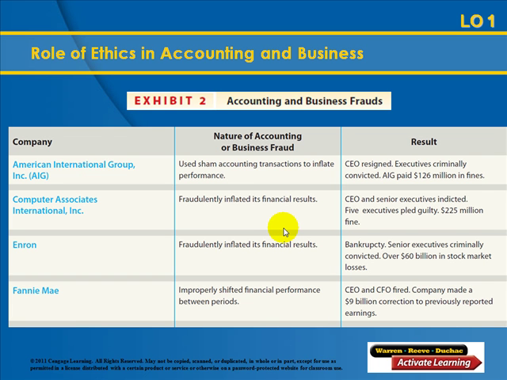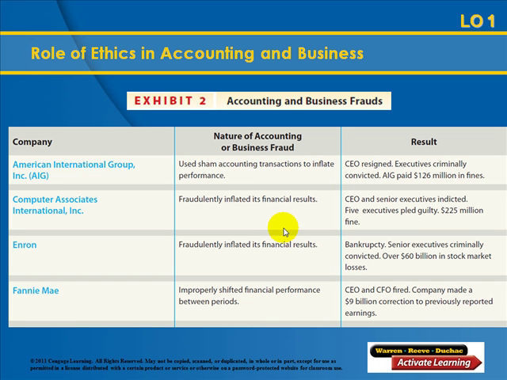Basically, what they did is they created transactions that were not real to make it seem like the company was performing better than it was. The people who lose out in the end are the ones who invested in the company. Those are your investors. Computer Associates International Incorporated fraudulently inflated its financial results. The CEO and senior executives were indicted, and 5 executives pled guilty and had to pay $225 million in fines. We've all heard about Enron.